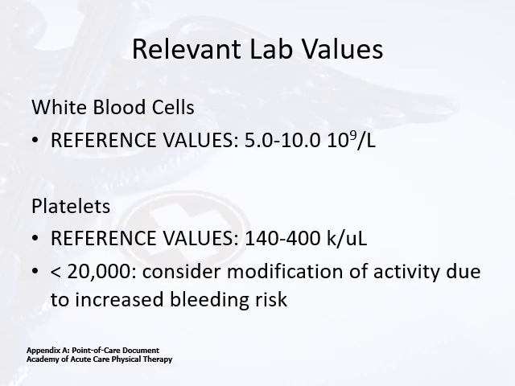Up next is white blood cell count. And white blood cell count is exactly that. It's an aggregate of all the 5 main types of blood cells at once in a peripheral smear. Reference values are between 5 and 10 times 10 to the 9th per liter.